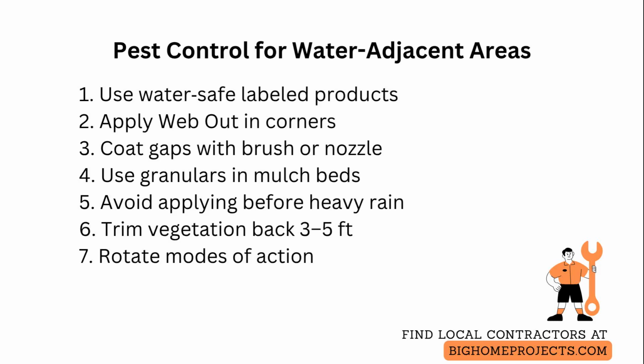Combine these chemical options with habitat changes such as trimming vegetation back 3 to 5 feet from structures, reducing standing water, and replacing dense ground cover with rock or low-density mulch to remove harborage and breeding sites. Rotate modes of action every season to prevent resistance and keep detailed notes on what you applied, where, and when, so you can adapt timing and product choice based on observed efficacy.